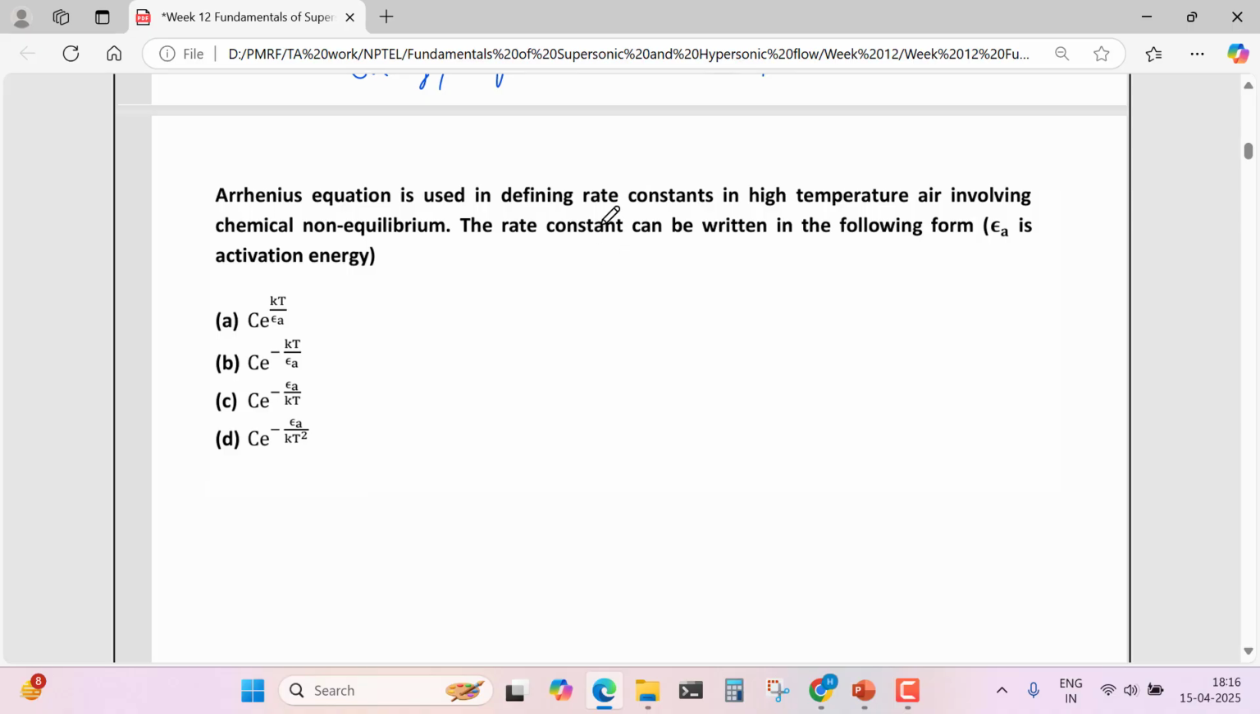The Arrhenius equation is used in defining the rate constant in high temperature air involving chemical non-equilibrium. The rate constant can be written in the following form, where epsilon A is the activation energy. Option A: C e to the power kT upon epsilon A. Option B: C e to the power minus kT upon epsilon A. Option C: C e to the power minus epsilon A upon kT. Option D: C e to the power minus epsilon A upon kT square. So if you remember the Arrhenius equation, you can directly tell which is the correct option. So what will be the correct option for this problem?